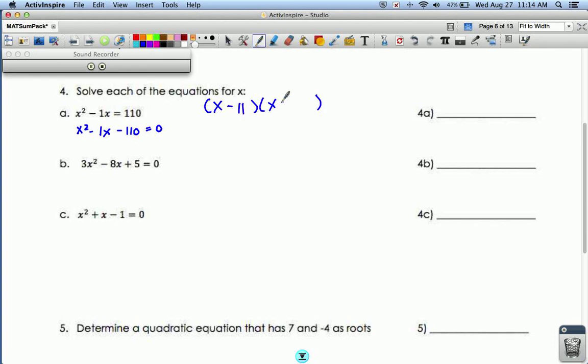x minus 11 and x plus 10. So our solutions are x equals negative 10 and positive 11.